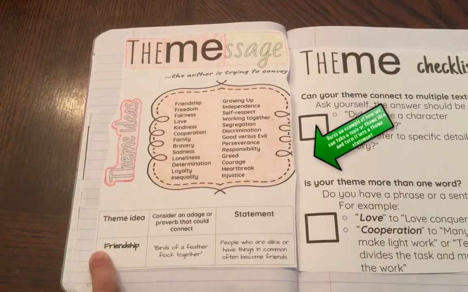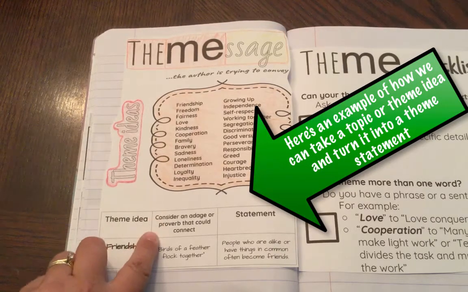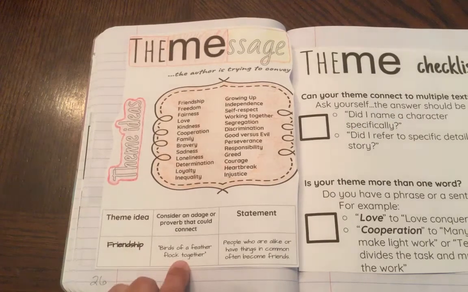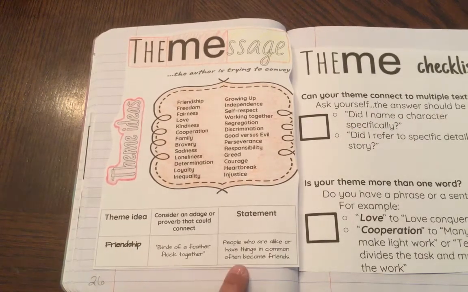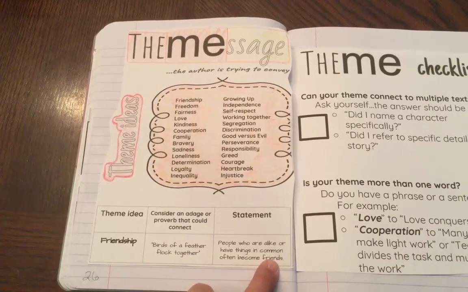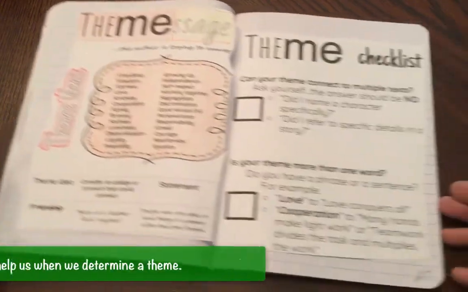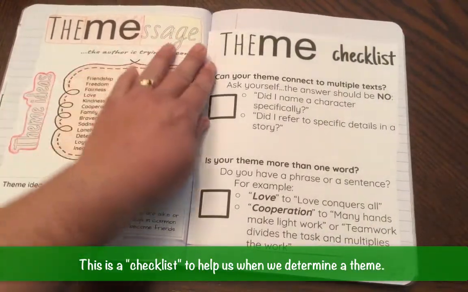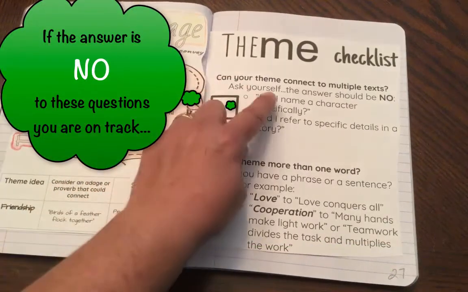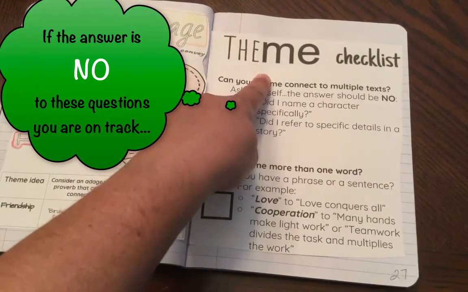Here's an example. I might read a text and go, "Oh, I think this text is really about friendship." Then I might think about an adage or a proverb that could help me. For example, birds of a feather flock together. And so the statement could be that people who are alike or have things in common often become friends. And so this could become my theme statement. Now, when you're thinking about a theme, here's a little checklist for yourself. Can your theme connect to multiple texts? If you can answer no to both these questions, check, it could be a theme.